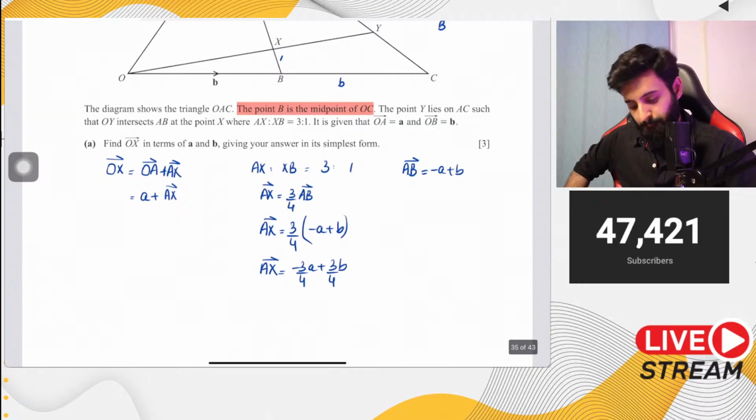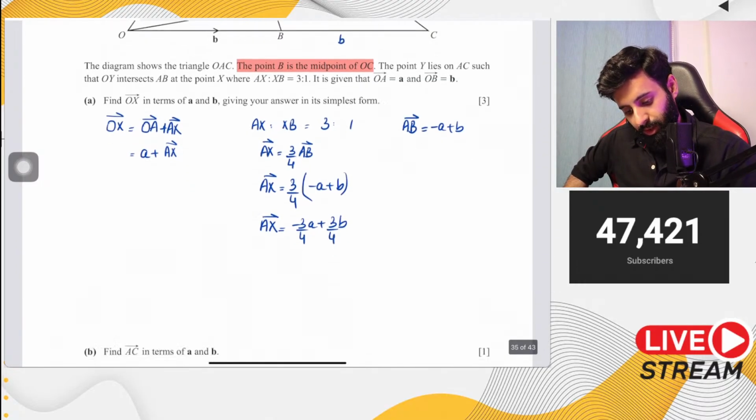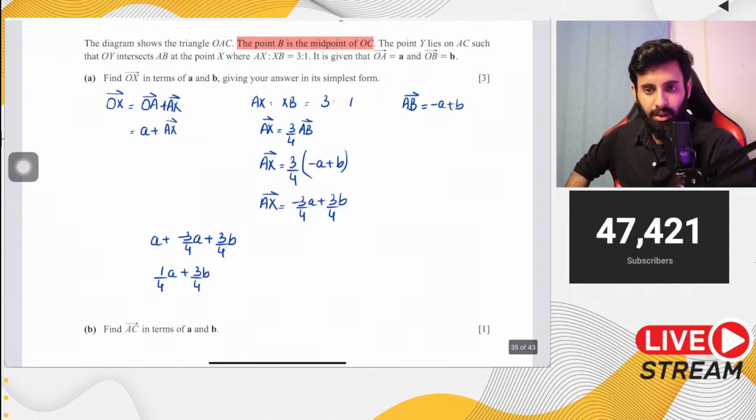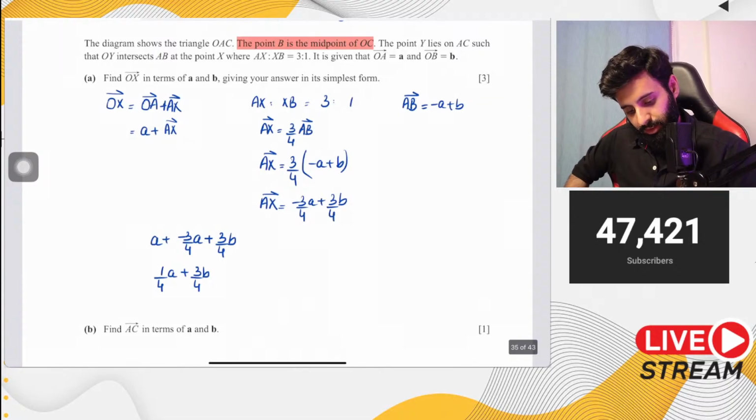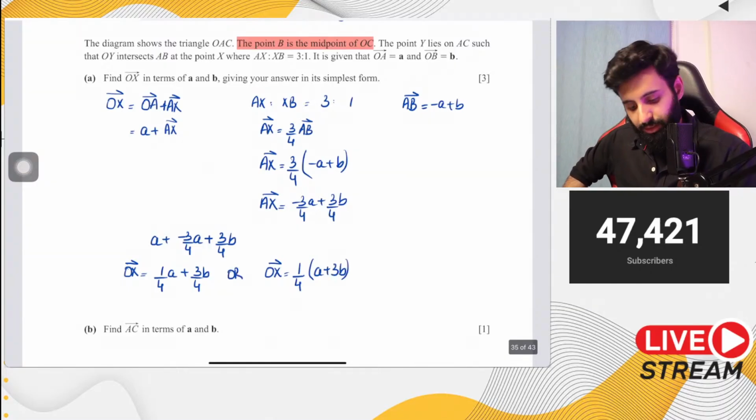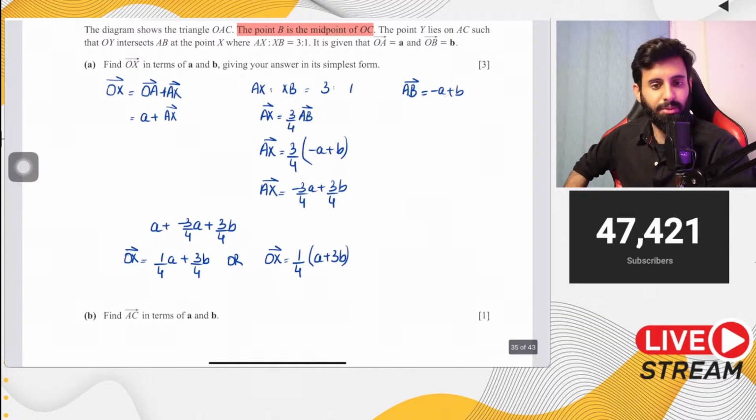Now we have everything we need. A plus minus 3/4 of A plus 3/4 of B. So A minus 3/4 of A will be 1/4 of A plus 3/4 of B. Now if you want, you can leave it like this, or if you're like me who has some OCD issues, I would prefer to write it like this: 1/4 common, A plus 3B. It looks much nicer this way, but if you leave it like this, then it's perfectly all right.